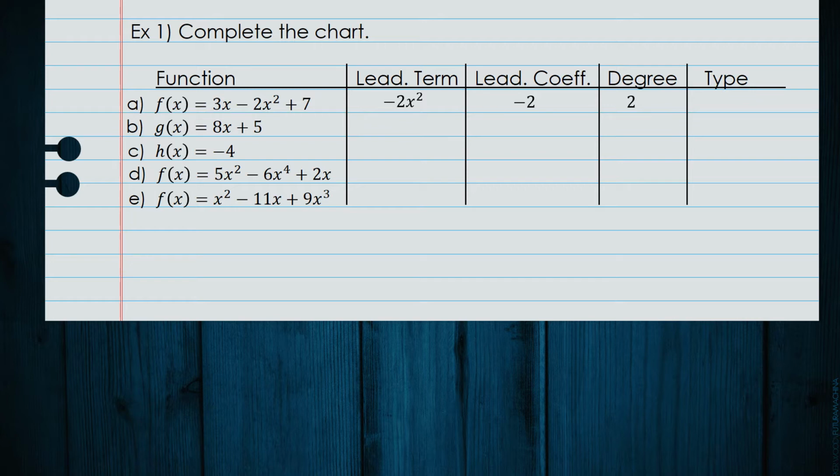And then the type means, well, how would you classify this? Is this linear? Is this cubic? Like, what would you call this? Well, if the highest exponent is a 2 or an x squared, that does mean this is a quadratic.